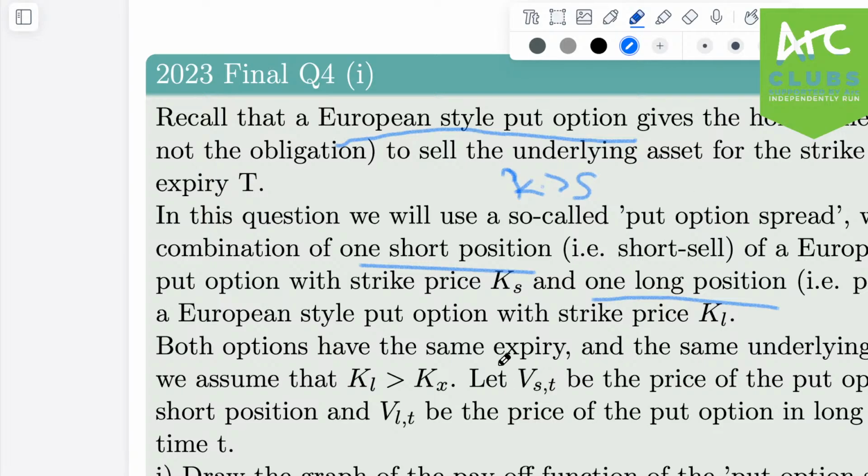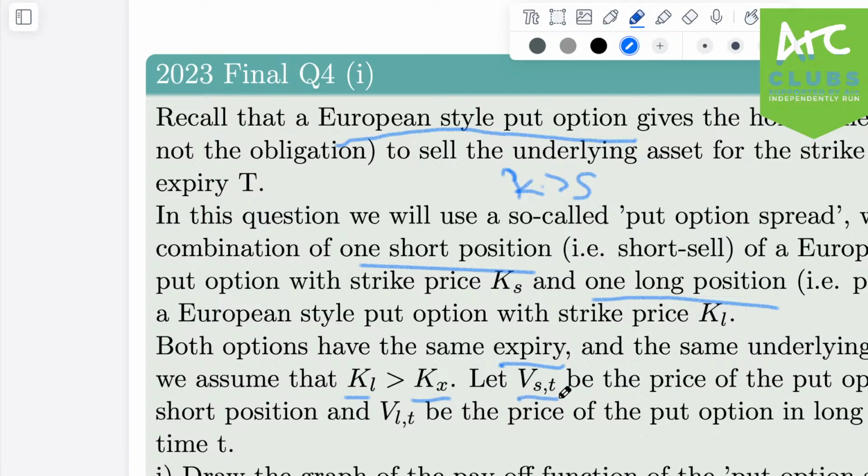So they have the same expiry date and the same underlying asset. And we assume that the strike price of the one we are going to buy is larger than the one we are going to sell. And this makes sense, right? Because obviously the larger the K, the better for us. So you want to buy the one with the larger strike price.